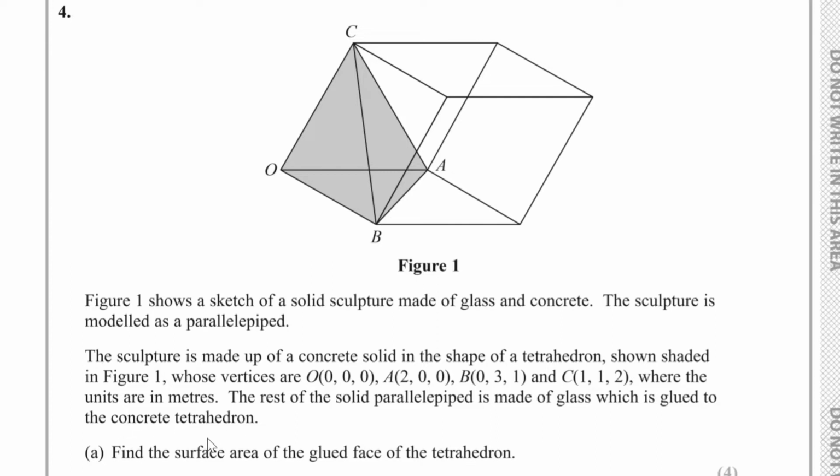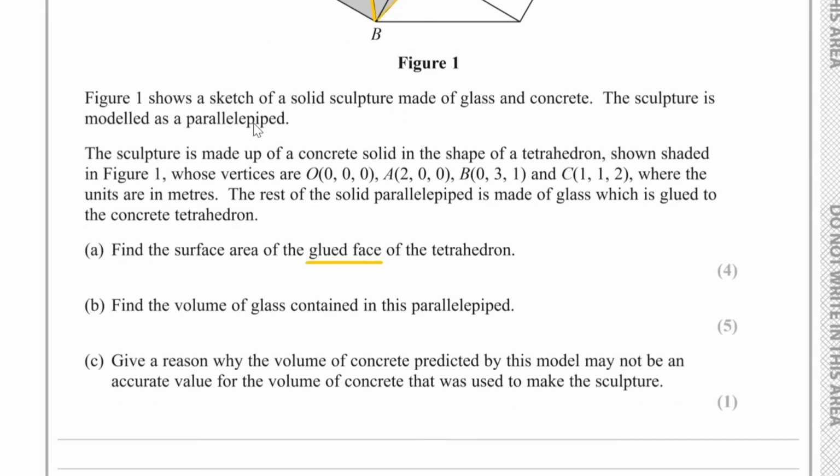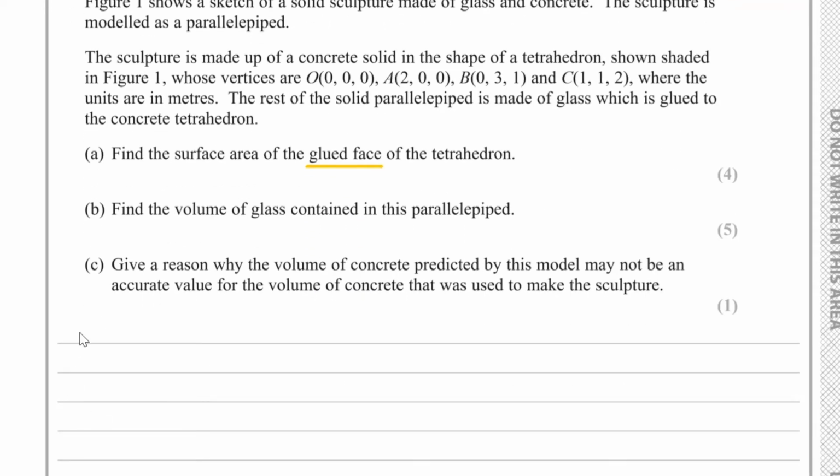For part A we have to find the surface area of the glued face of the tetrahedron. Now you'd have to identify that the glued face corresponds to the triangle ABC. Okay, let's just show this. This over here is where we have the glued face. Okay, that's quite obvious. So let's just write that down. The glued face is ABC.